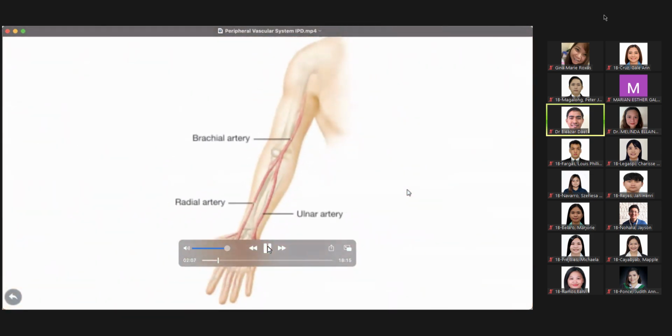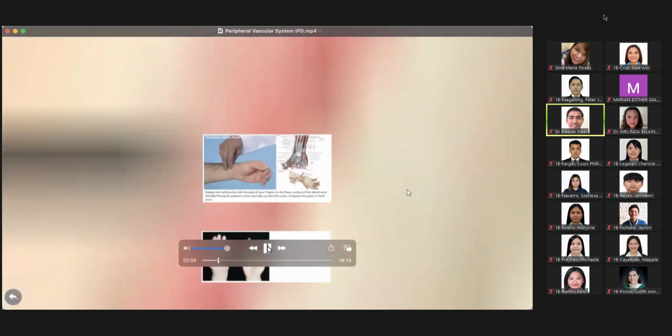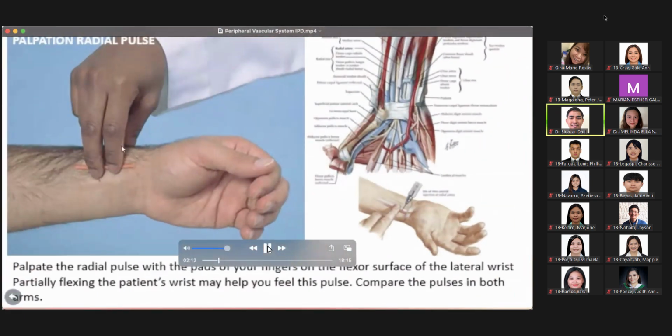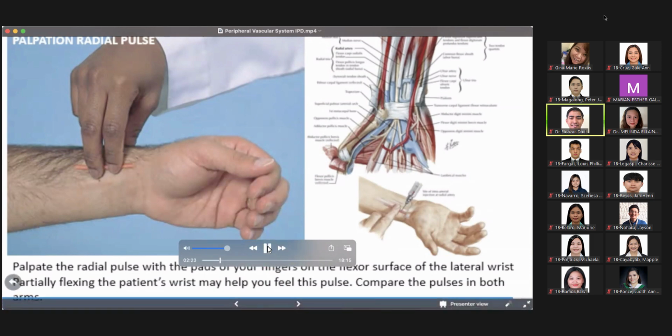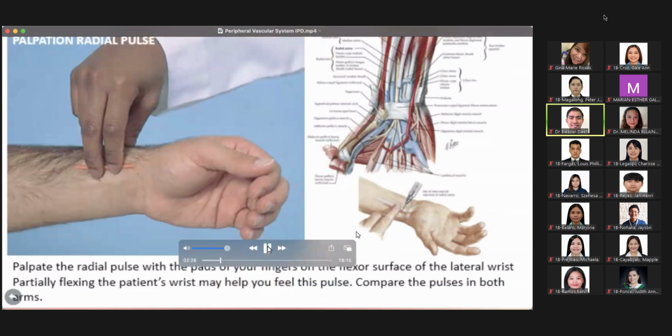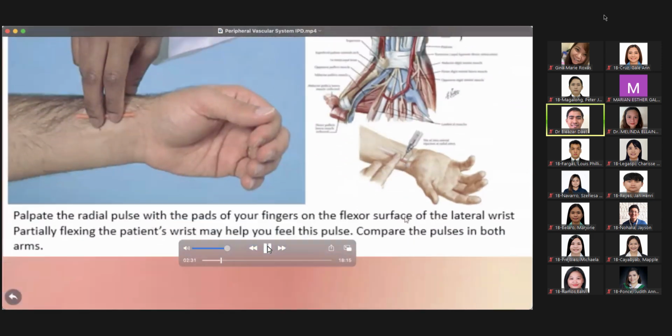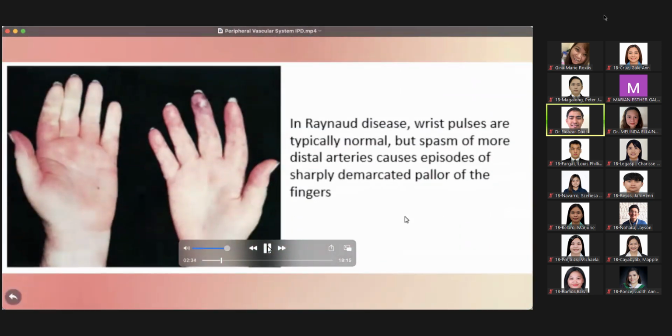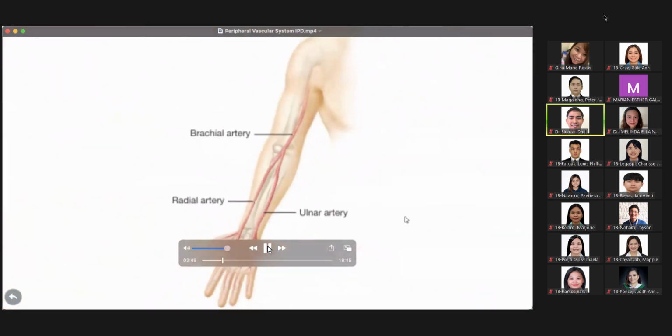Next is the radial artery. This is how you palpate, using the pulp of your fingers on the flexor surface of the lateral wrist. Sometimes you can partially flex the wrist to help you localize the pulse, and compare it to the other hand. This is important for taking arterial blood gas analysis. For patients with Raynaud's disease, the wrist pulses are typically normal, but spasm of more distal vessels causes episodes of demarcated pallor.